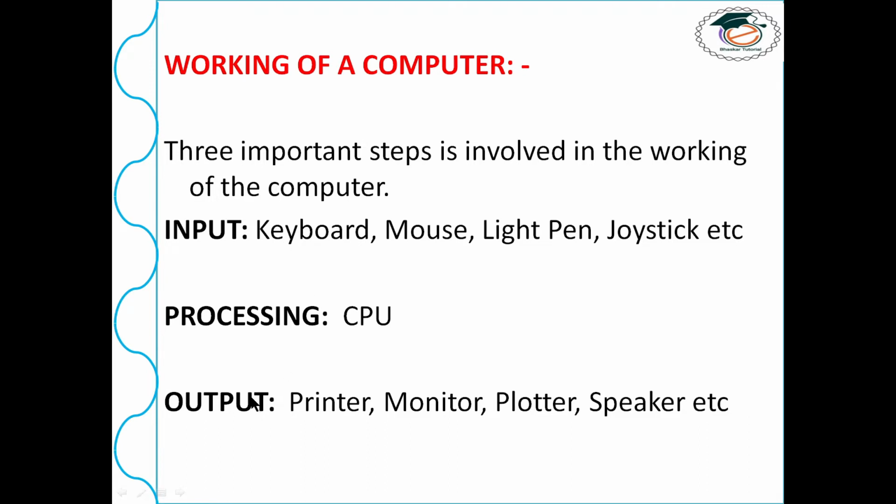And the output, I already told you, output means the result. Whatever we instruct the computer to do, or whatever data we put in the computer, the processing will be done and the output will be shown on our monitor. And there are various output devices like printer, monitor, plotter, speaker, etc. These are some examples of output devices.